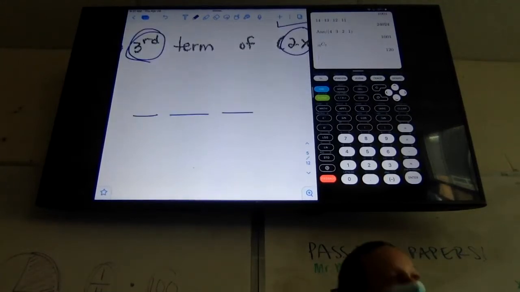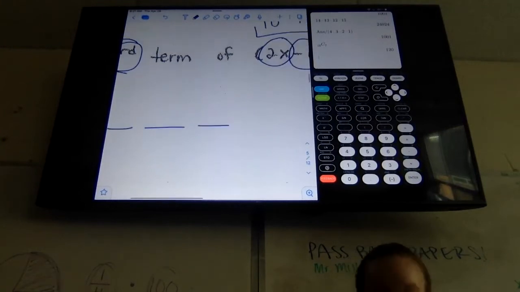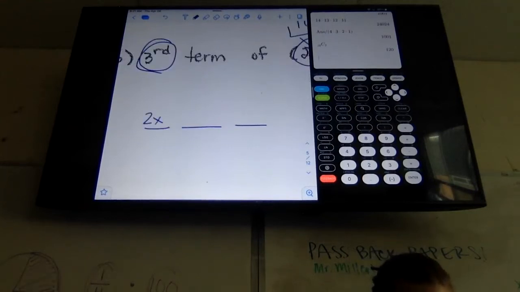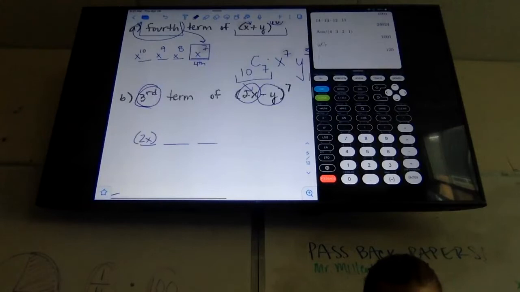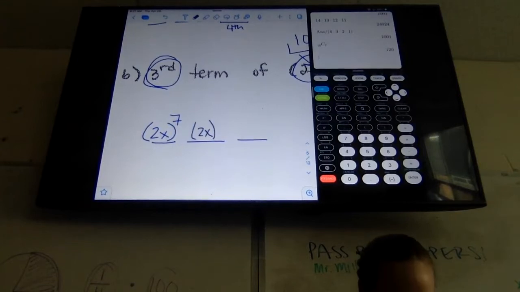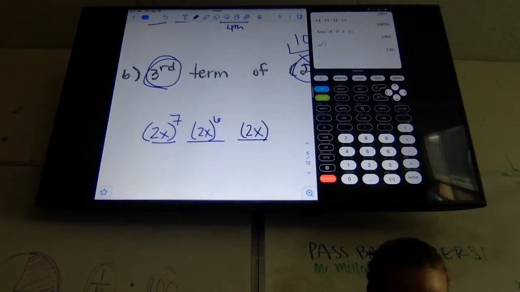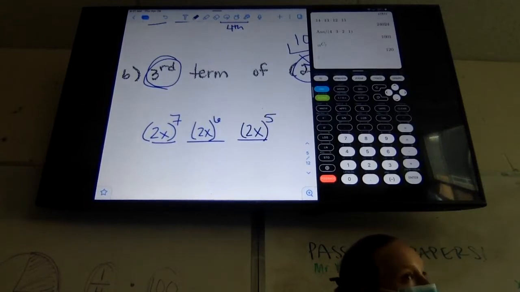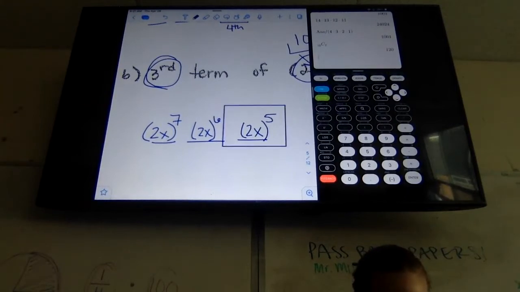1, 2, 3. I'm going to use my x's and we go down as we go across the page. So my first term would be 2x raised to the 7th. And then I'd go to the next term, the second term, that'd be 2x raised to the 6th. And then I would go one more, 2x raised to the 5th. Very good. So that's the term that we care about.